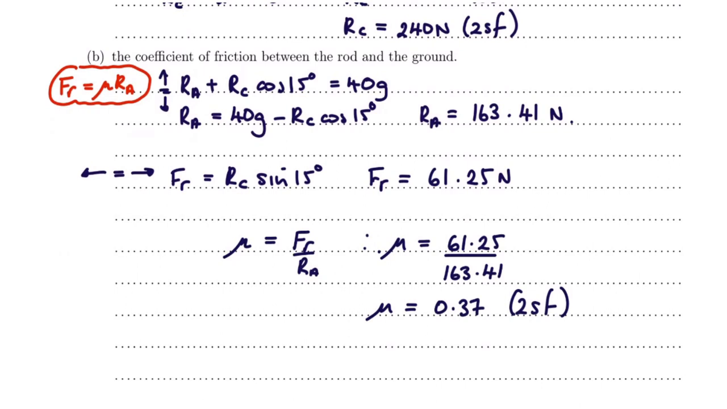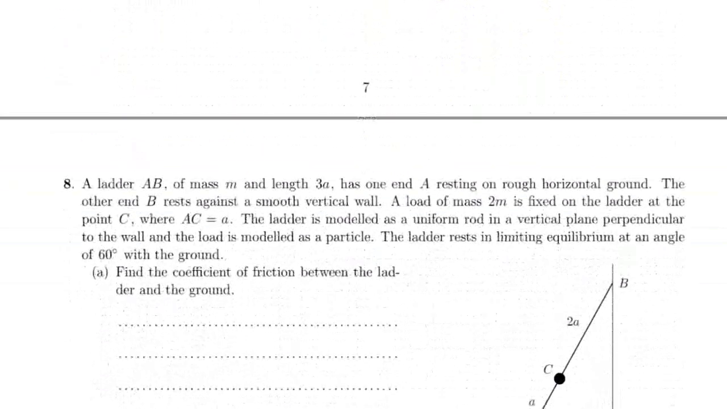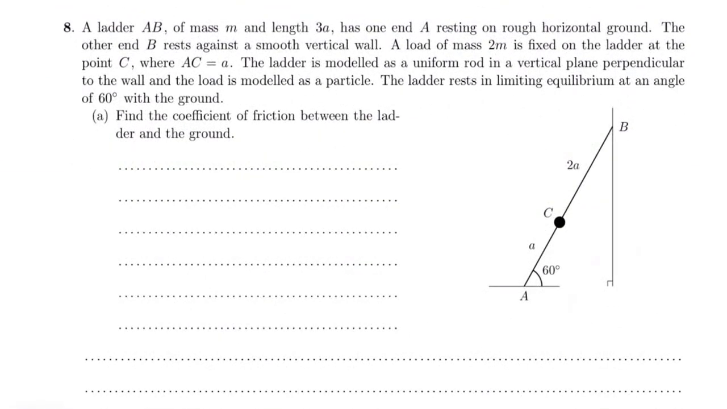So we're now going to have a little look at a ladder question. Very, very similar. So we've got the diagram here. It says a ladder AB, ladder AB of mass M and length 3A has one end A resting on rough horizontal ground. The other end B rests against a smooth vertical wall. That means there's no friction on the wall, there's just friction on the floor.